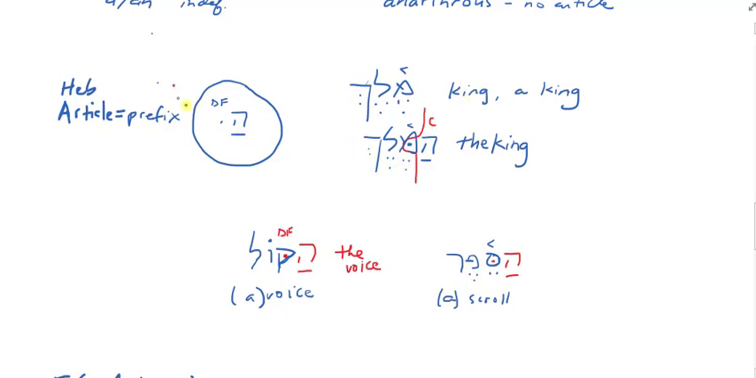So the article comes standard as hey, pathak under it, and then dagesh forte in the next consonant. So whatever the noun is, that first letter of the noun is going to take the dagesh forte. Okay, so that dagesh forte is part of the article. It's not part of the normal noun, because this noun wouldn't occur with a dot in the samek unless it had the article attached to the front. Okay.